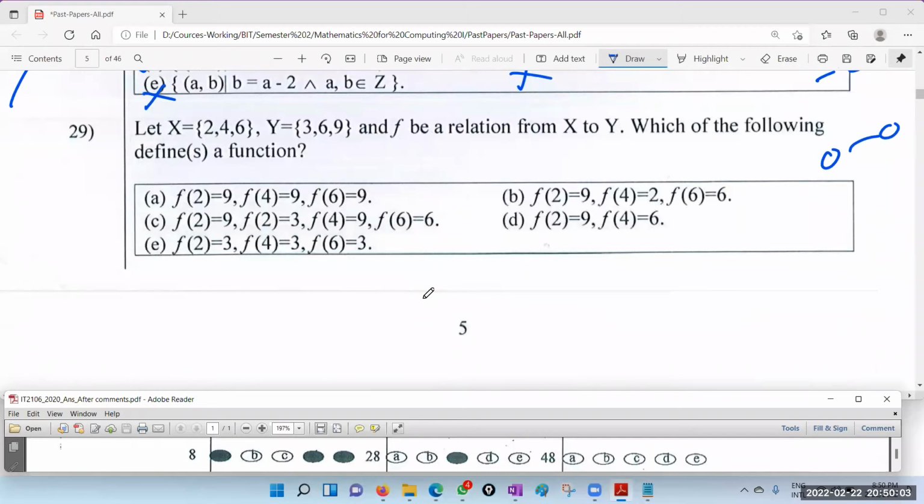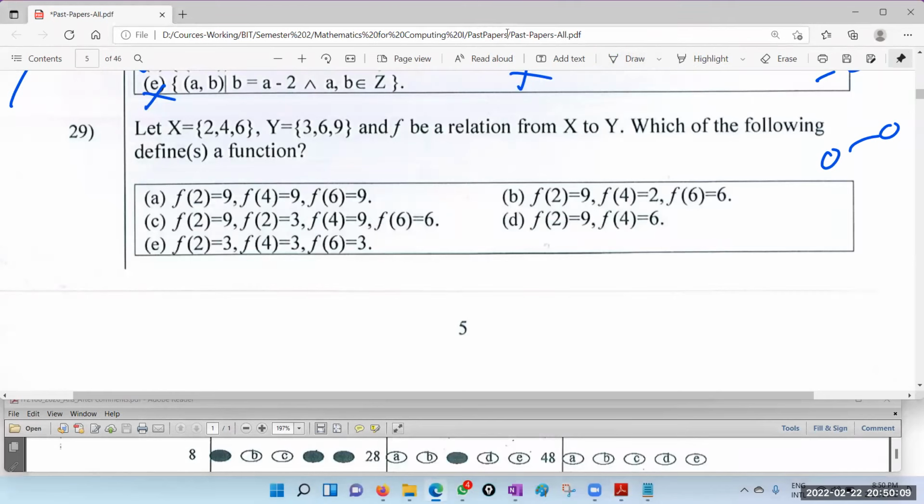29. Let X be 2, 4, 6 and Y be 3, 6, 9 and F be a relation from X to Y. Which of the following defines a function?